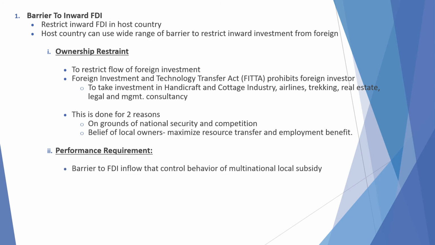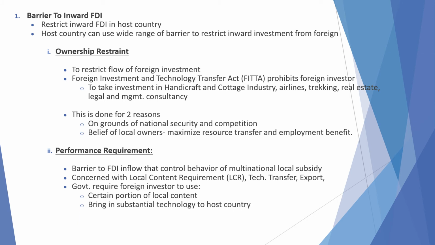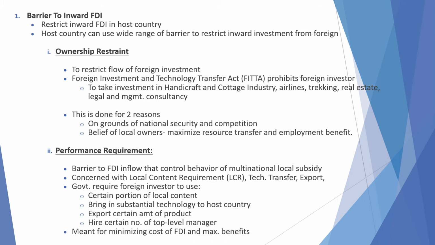Next, we have performance requirements, which are barriers to FDI flow that control the behavior of the multinational's local subsidiary. It is concerned with the local content requirement (LCR), technology transfer, and export. Now the government requires foreign investors to use a certain portion of local content, bring in substantial technology to the host country, export a certain amount of the product, and hire a certain number of top-level managers. It is done for minimizing the costs of FDI and maximizing the benefit.